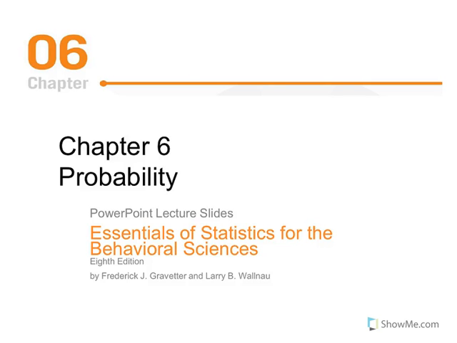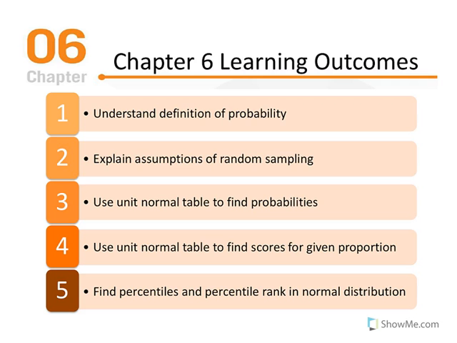Chapter 6, Probability. The learning outcomes or objectives for this chapter are as follows. Number 1, we'll understand the definition of probability. If you ask someone what they think probability means, normally they'll respond with an answer of chance. What is the chance that something will occur?